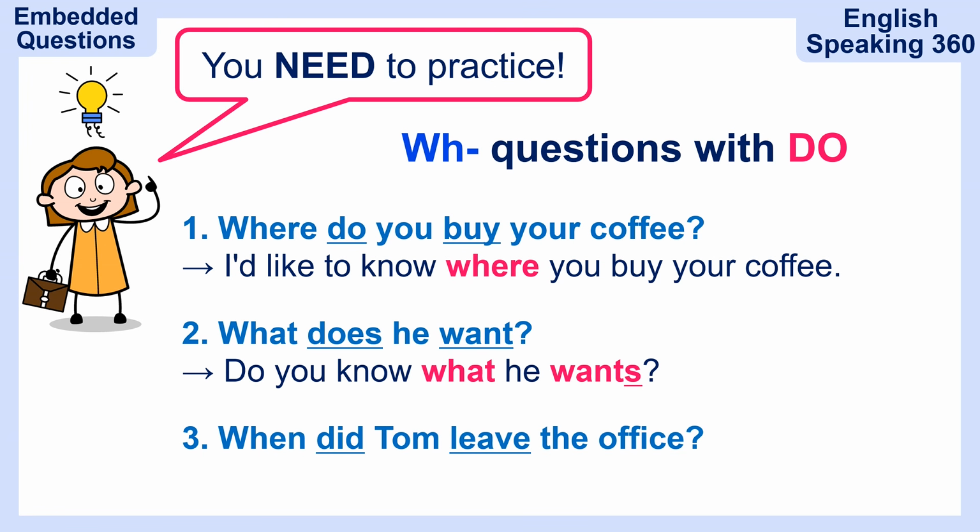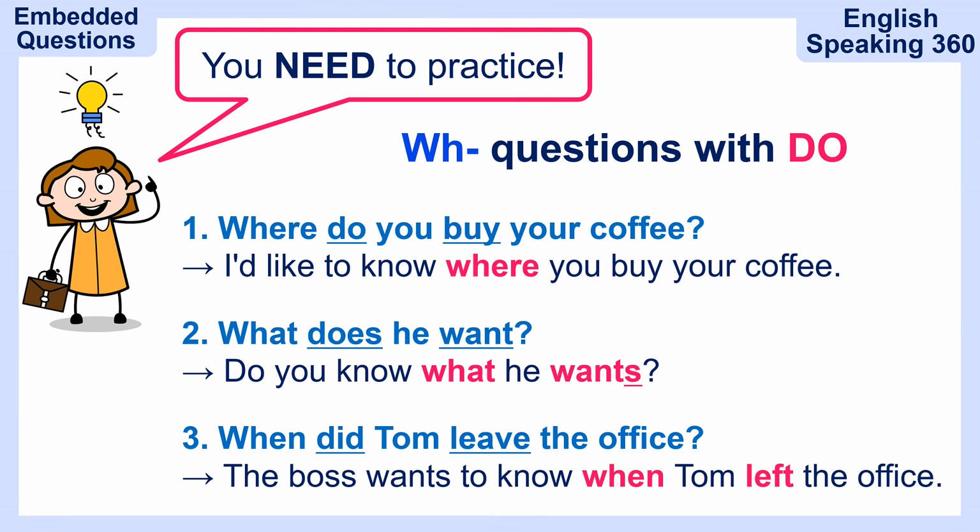Question 3. When did Tom leave the office? And for this one, you should use the boss wants to know. The boss wants to know when Tom left the office. Excellent. Here you see did leave. Did is the past form of the auxiliary do. So that's why we have to use the past form of the verb leave, which is left.